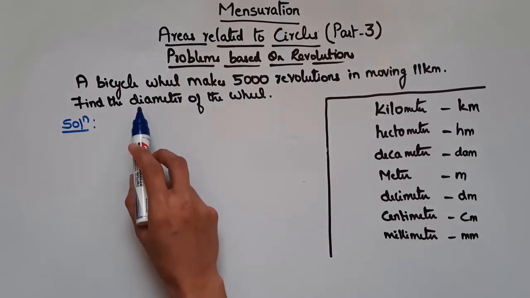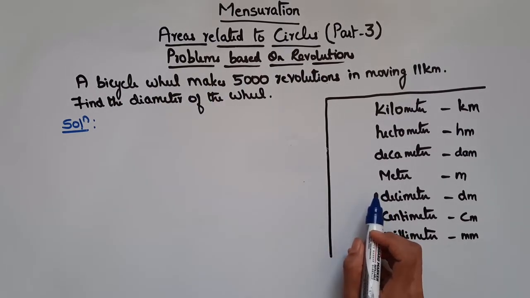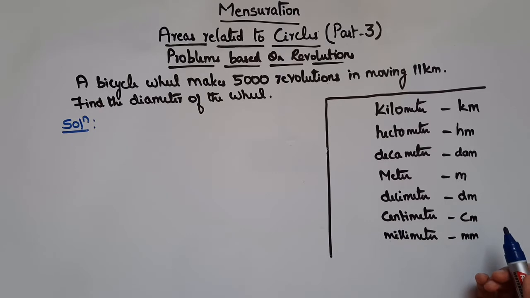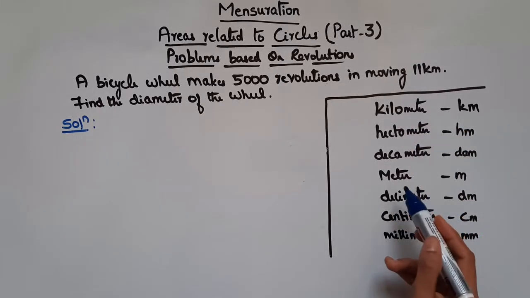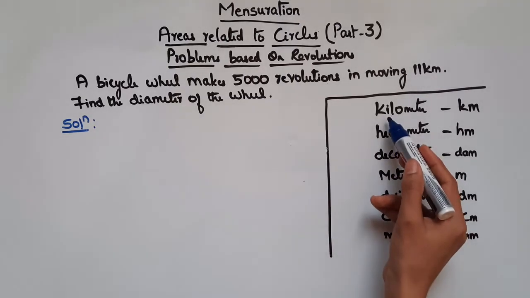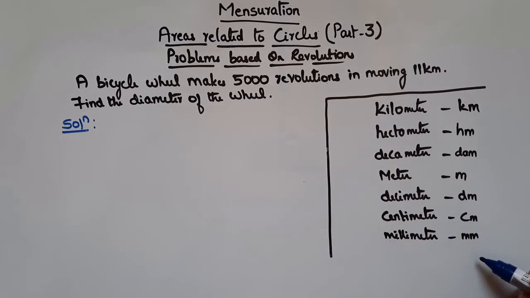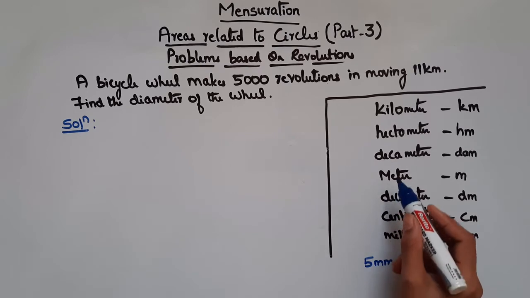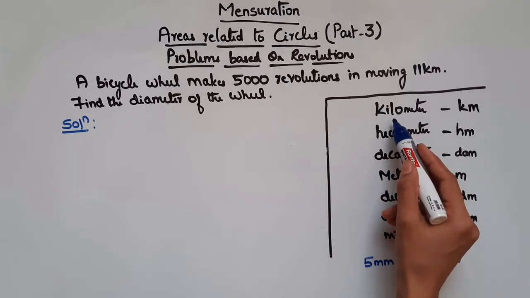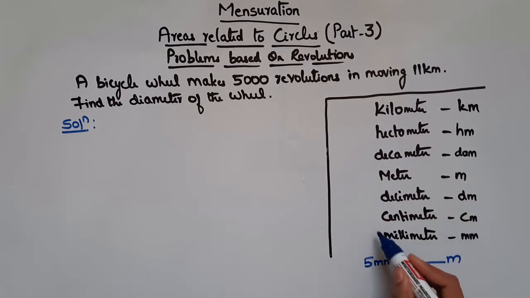Before going to the problem, first let's see how to convert units from one unit to another. Here we have the units of length: millimeter, centimeter, decimeter, meter, decameter, hectometer and kilometer, and these are their symbols. Say, for example, if you want to convert 5 millimeter to meter, how do you do that? Firstly, you will remember these units in this order: millimeter, centimeter, decimeter, meter, deca, hecto, kilo. Secondly, for every step you take, it is a power of 10.